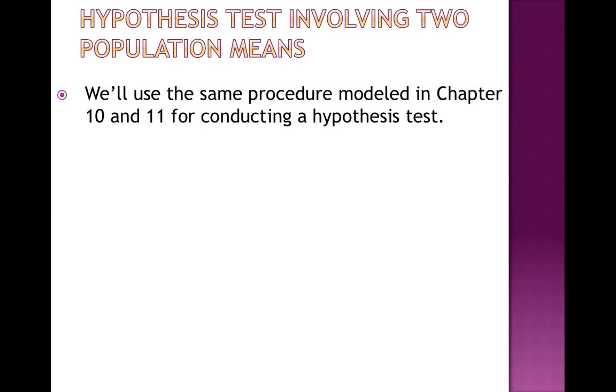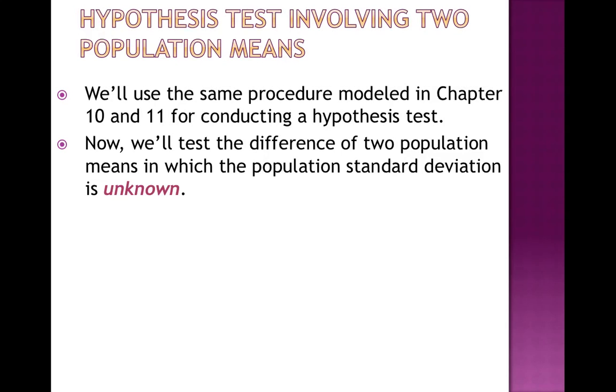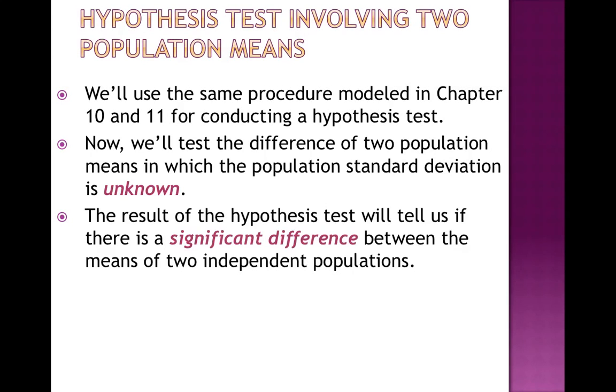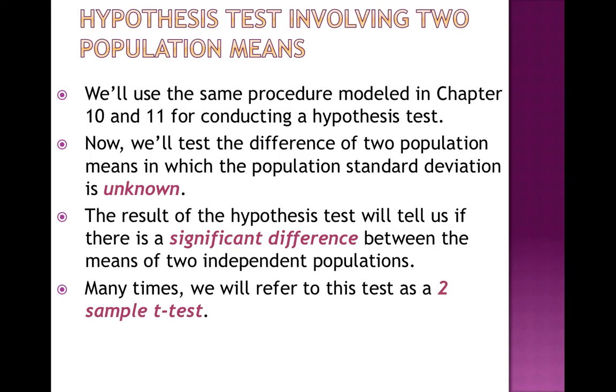We'll use the same procedure that we used in Chapter 10 and Chapter 11 for conducting a hypothesis test. And now we'll test the difference of two population means in which the population standard deviation is unknown. The result of the hypothesis test will tell us if there is a significant difference between the means of the two independent populations. Many times we will refer to this test as a two-sample t-test.